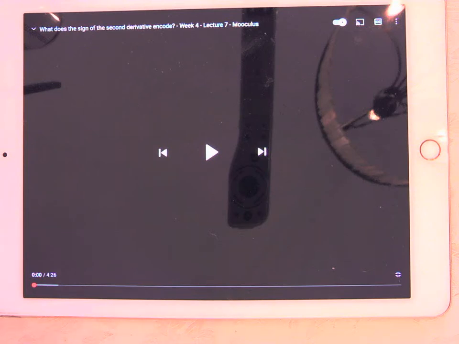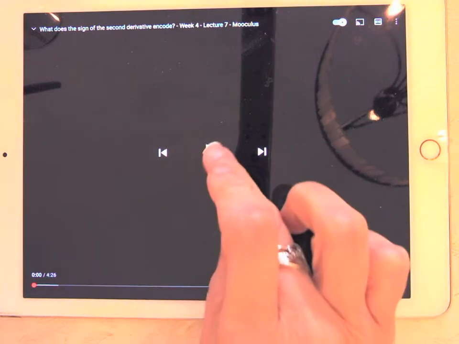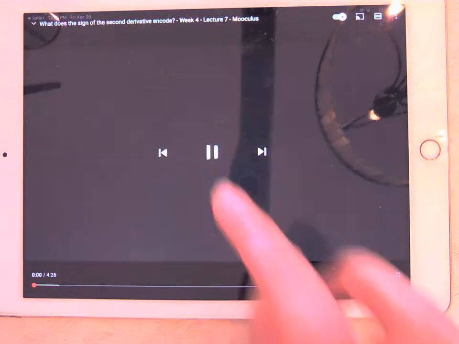Hi guys, I'm going to see if this works. I found a video on what the second derivative test tells you, and it's cool, so hopefully you can see and hear it.